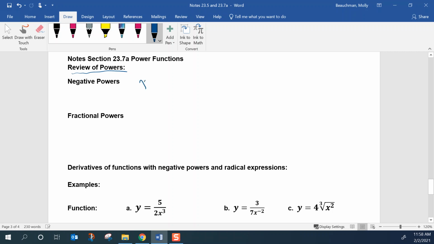Negative powers, if you have x to the power of negative n, that's the same thing as 1 over x to the n. Or you can think about it as 1 over x to the negative 2 is the same thing as x squared.